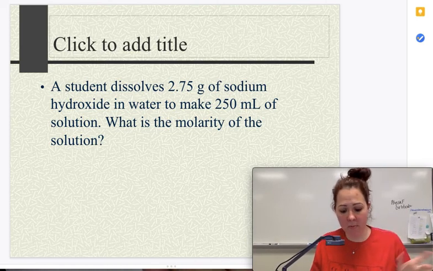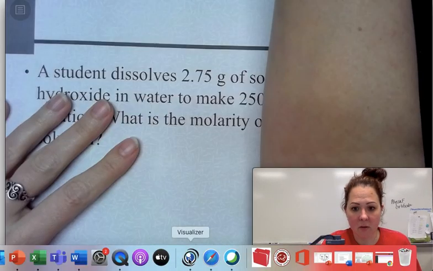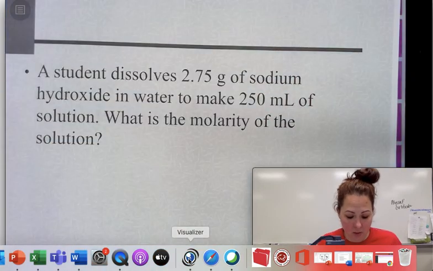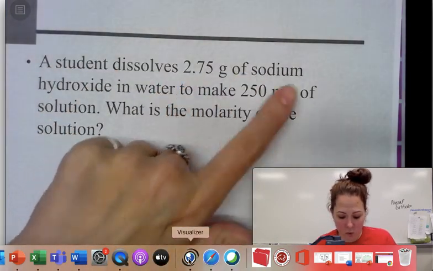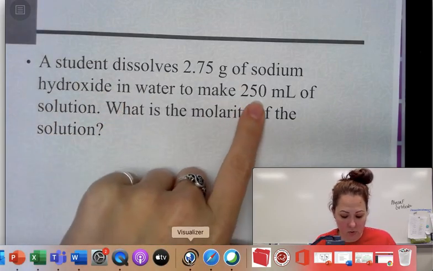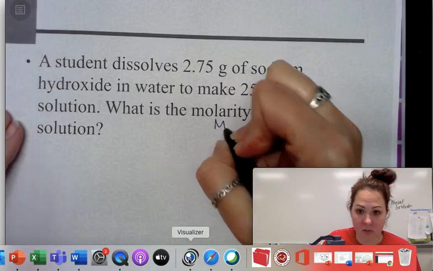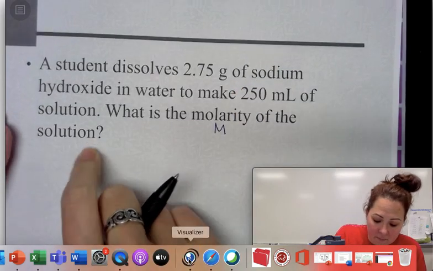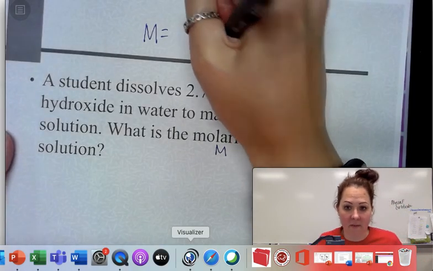So with these math problems, again, I'm going to switch over to my document camera. And when I switch over to my document camera, I have the same problems here. It says a student dissolves 2.75 grams of sodium hydroxide in water to make 250 milliliters of solution. What is the molarity? Molarity is big M of the solution. So big M is equal to your moles of solute divided by liters of solvent.